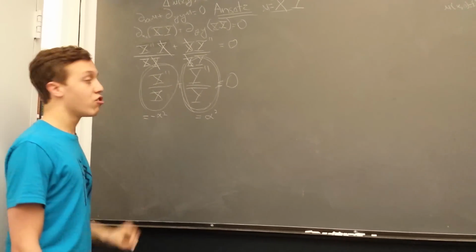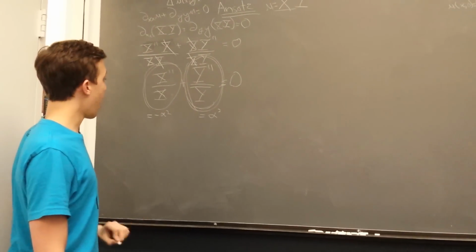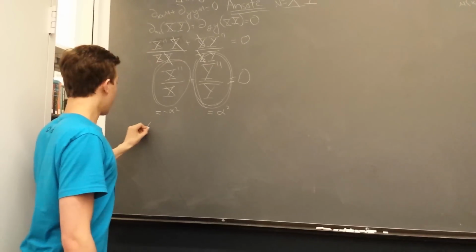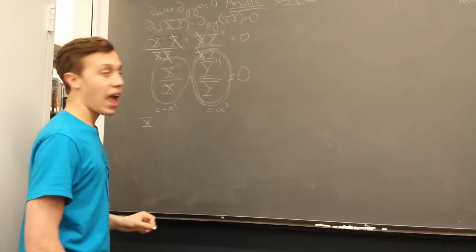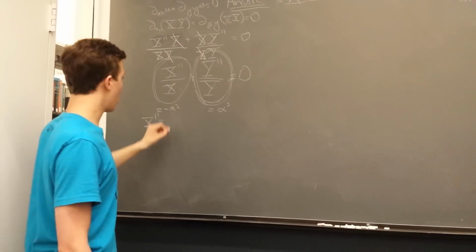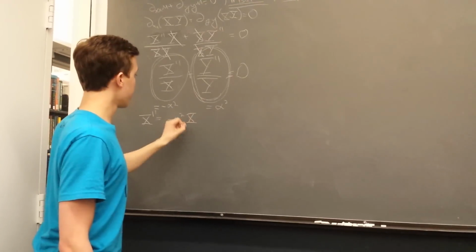So now we've generated two equations. One of them is big X double prime over big X equals negative alpha squared. Let's start by solving that. That equation can also be written as big X double prime equals negative alpha squared big X.